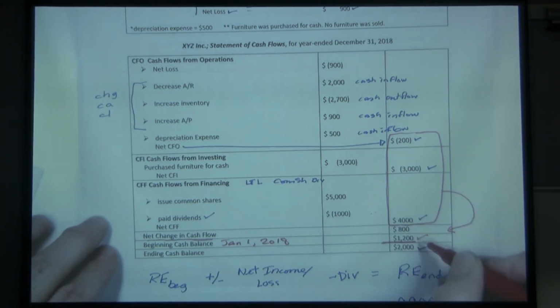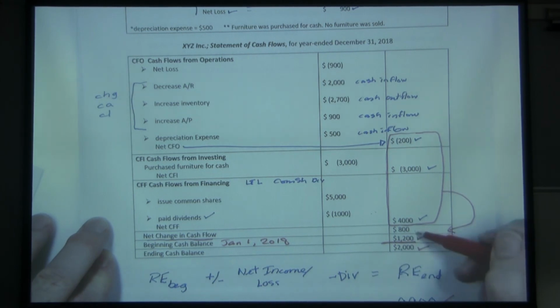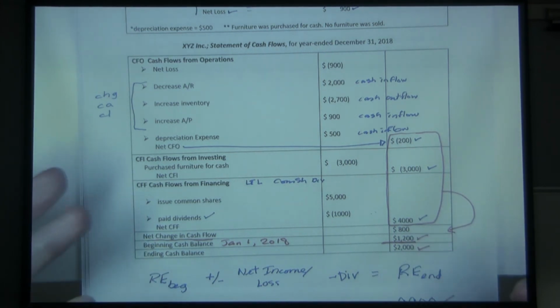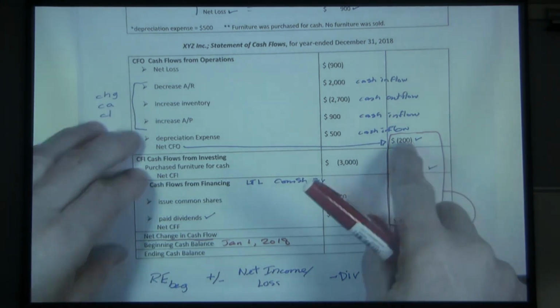It doesn't really matter what happens here. So if you're interpreting a statement of cash flows, don't start with these 3 bottom lines. This is just more for reconciliation, just to show that you've done everything. What you want to look at is the 3 cash flows and where the cash is coming from in the company.